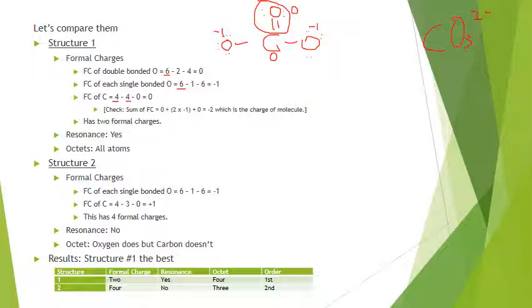It has 2 formal charges. It has resonance, we saw that. And notice all the atoms have octets. This oxygen has an octet: 2, 4, 6, 8. This oxygen has an octet: 2, 4, 6, 8. And the carbon also has an octet: 2, 4, 6, 8. Now structure number 2 had 3 single bonds and 3 lone pairs.